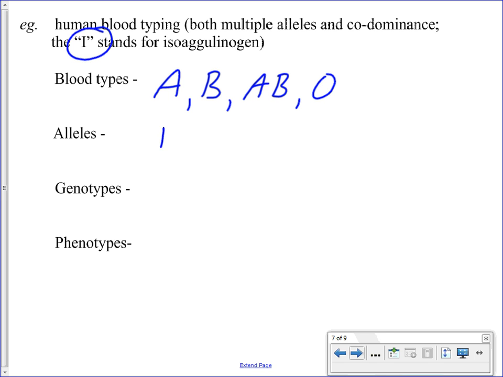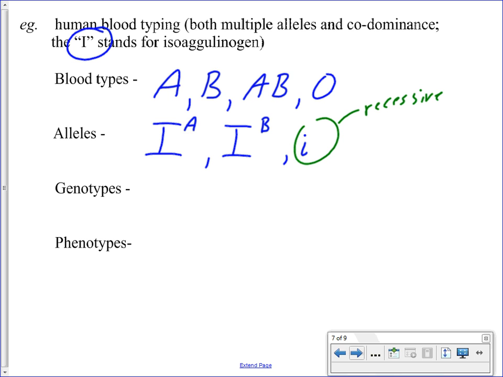The three different ones that we have are the capital I with the A, the capital I with the B, and a lowercase i. It should be pretty clear that I'm using capital and lowercase letters, and because capital implies dominance and lowercase implies recessive, the lowercase i is recessive to both of the capital I's. The other two, I^A and I^B, are the ones that show codominance.